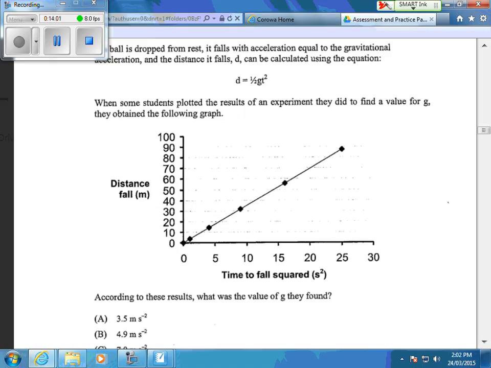It's actually not too hard to do. Well, you've got time to fall squared, right? And then down the side here, you've got the distance down. Well, this is time to fall squared. Does that mean that 25 is actually 5? Yeah, 25 is 5. Well, that's time squared. It says so. It's in the units of s squared, doesn't it? So if you read 25 off and it has actually got a line there, what you'll find is that in 5 seconds, it falls a distance of 90 metres.